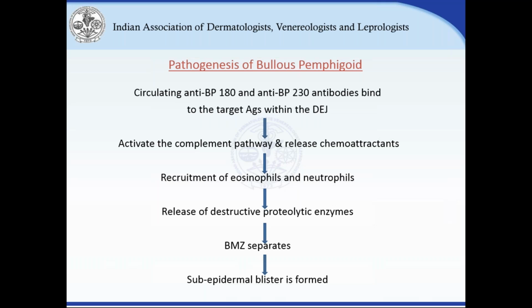So the pathogenesis is this: circulating anti-BP180 and anti-BP230 target antigens within the dermoepidermal junction. They activate the complement pathway and release chemoattractants, recruitment of eosinophils and neutrophils. Eosinophils because IL-13, IL-4 and 5 are also released. There is release of destructive proteolytic enzymes, and the basement membrane zone separates. A subepidermal blister is formed.